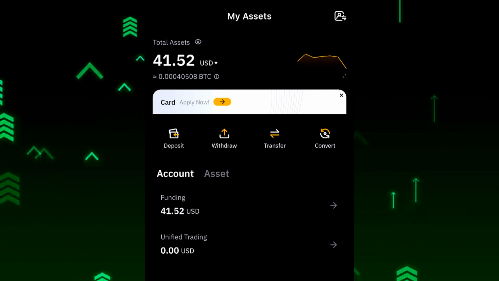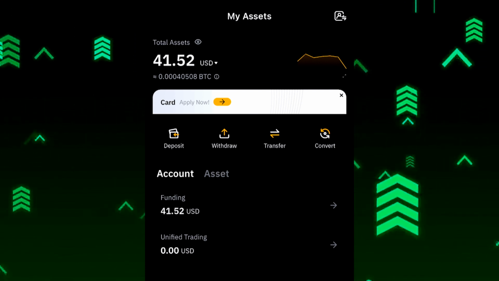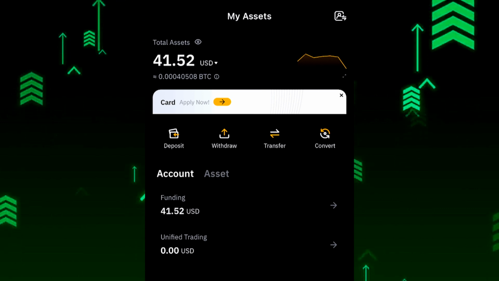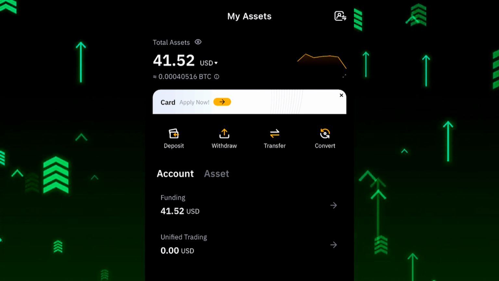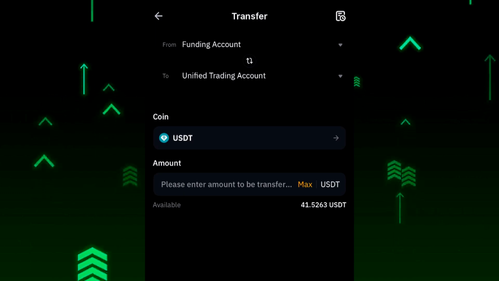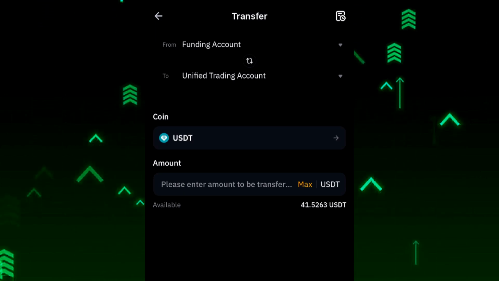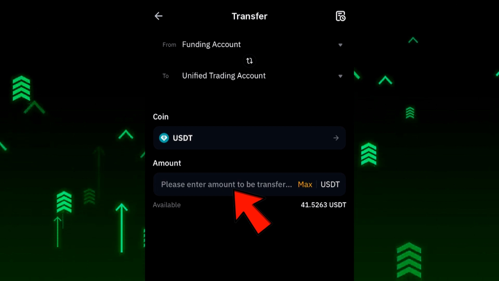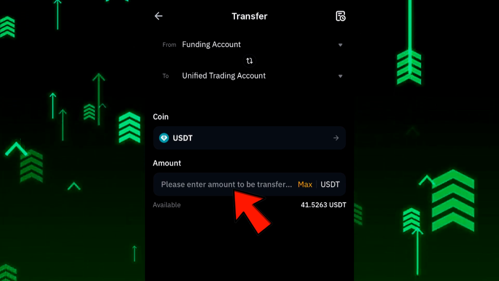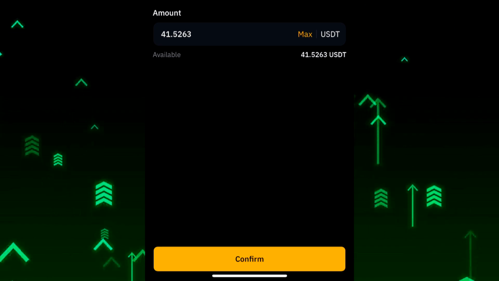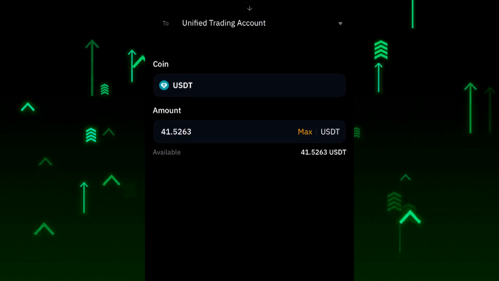So if you want to trade spot, you will need to have money in your unified trading account. So you need to move funds from your funding to your unified. To do that, click on this one that is called transfer. Once you click on transfer, it's going to show you that you are transferring funds from your funding account to your unified trading account. It's going to ask you how much you want to transfer. Let's say I want to transfer all the cash I have here, which is about $41.